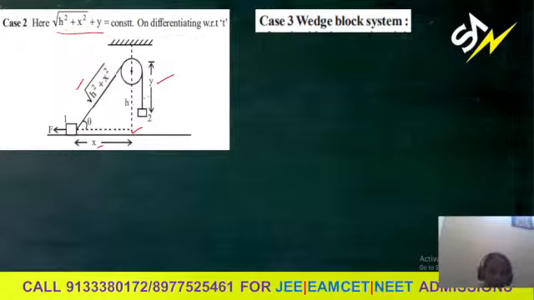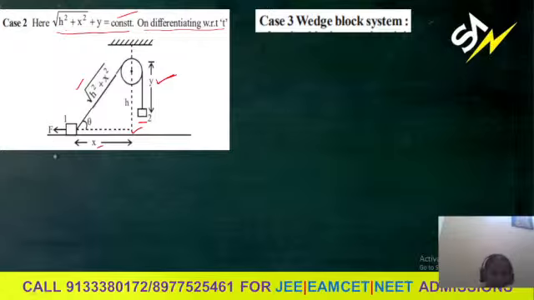Already in the figure, the distances of that object from the fixed points are given. See, block 2 is at y distance. Block 1 is at under root of h square plus x square distance. So in this system, it is already given with the fixed distances from the fixed position. Now, we need to use the condition that the length of the string remains constant. Length of the string, this side it is under root of h square plus x square and this side it is y. Remains constant. So here we have used the condition, and now differentiating with respect to time.